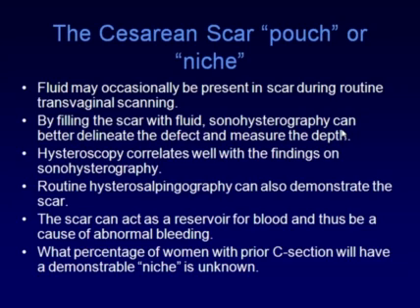The scar can therefore act as a reservoir for blood and cause abnormal bleeding in patients. What percentage of women with a cesarean section will actually have a demonstrable niche is unknown. But if the patients give this history, it's important to look for the possibility of this niche.